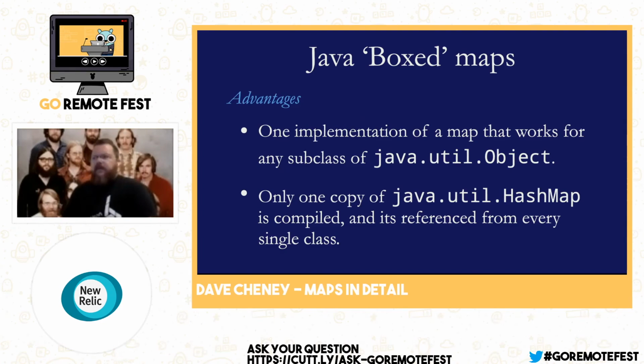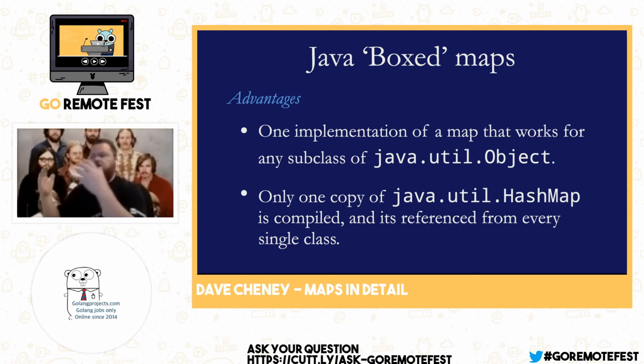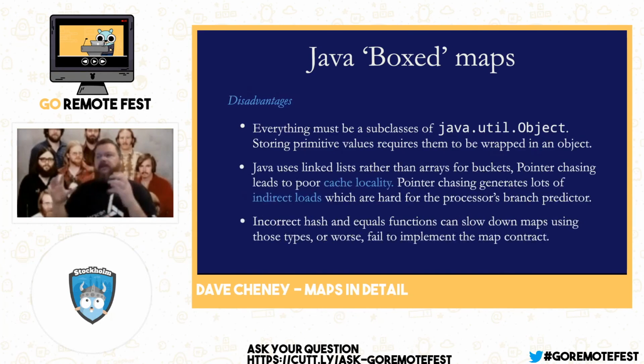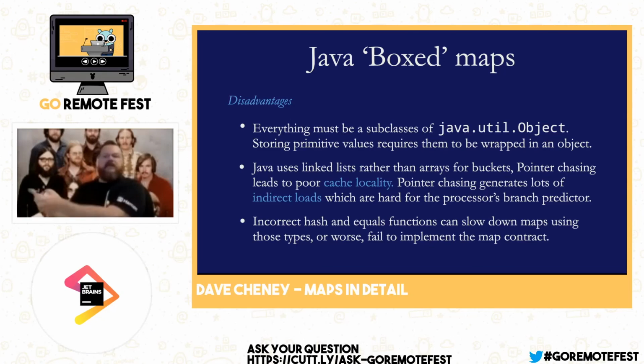Let's quickly look at Java. Good advantages. One, an implementation of a map that works for any subclass. Under the hood, Java's map type only cares about objects. Everything is a subtype of an object. So one copy of java.util.HashMap is compiled and used for every single map in the program. That's good. Less code, better locality. The disadvantage is, of course, that everything has to be an object. So even in the simple example where I'm just counting up stars, I can't directly store the count of stars. I have to box it inside an object.